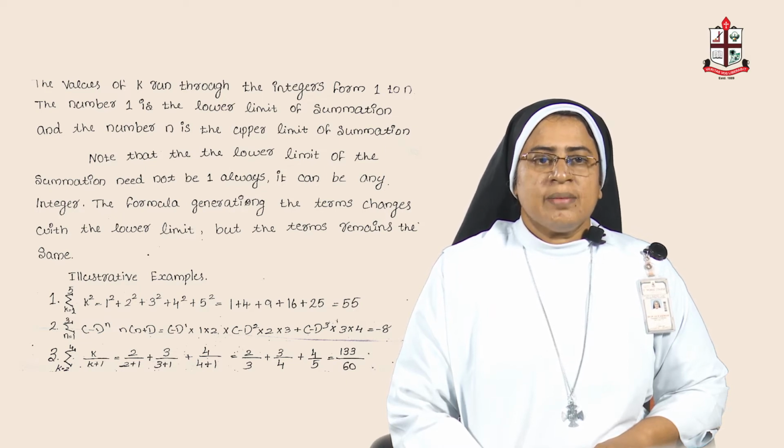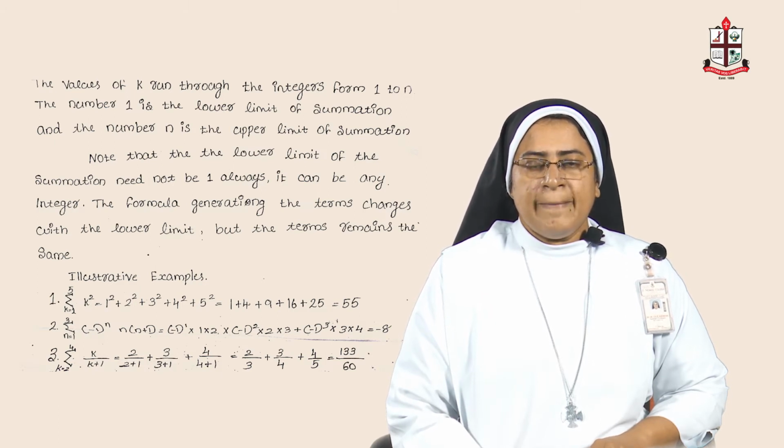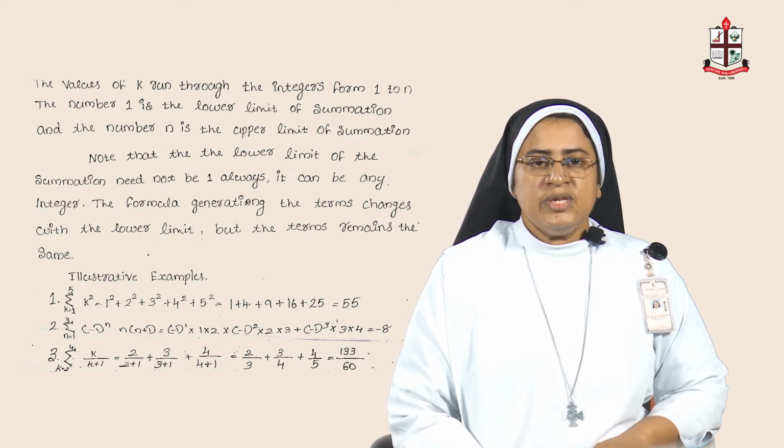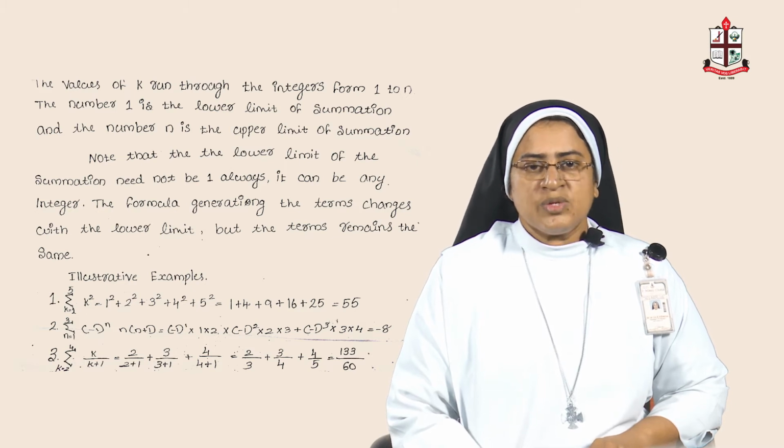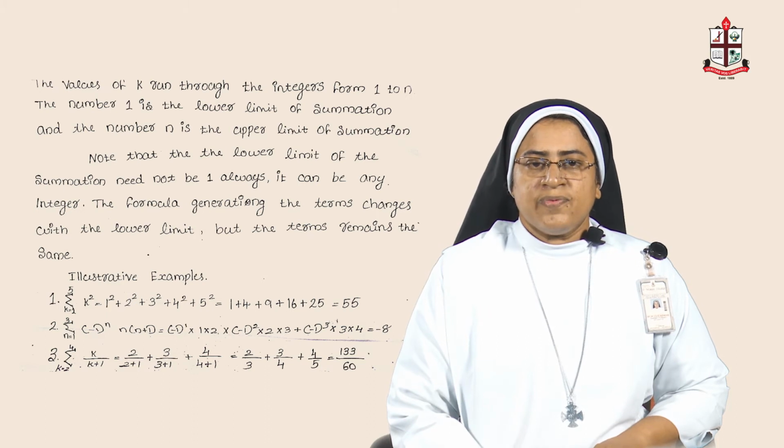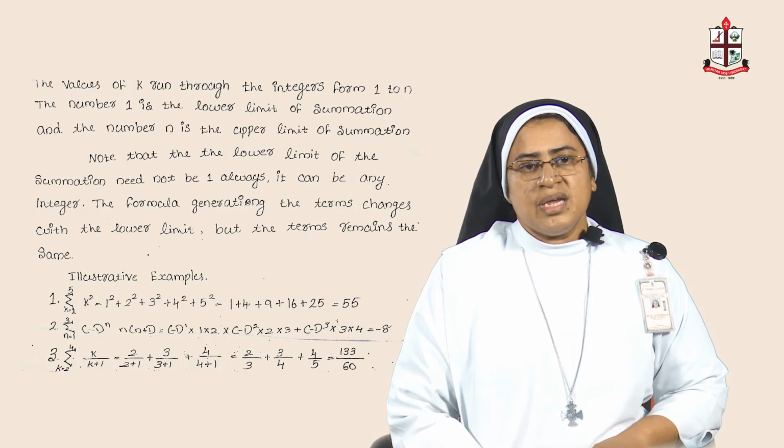The second example, sigma n equals 1 to 3 of minus 1 raised to n into n plus 1. It is equal to minus 1 raised to 1 into 2 plus minus 1 raised to 2 into 3 plus minus 1 raised to 3 into 4, that is minus 2 plus 6 minus 12. So, it is minus 8.